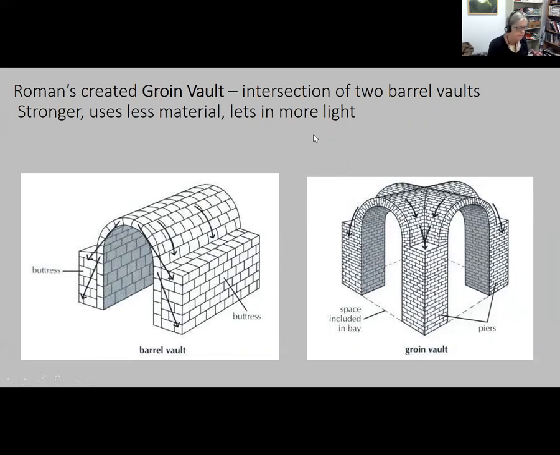So the Romans were like, well, what if we intersected two barrel vaults? When you do that, you create what's known as a groin vault. And the great thing about a groin vault is it doesn't use as much material as a barrel vault. You're not having to put buttresses there.